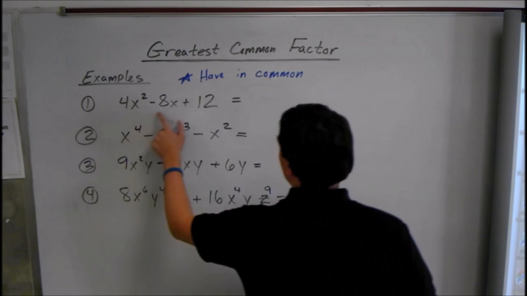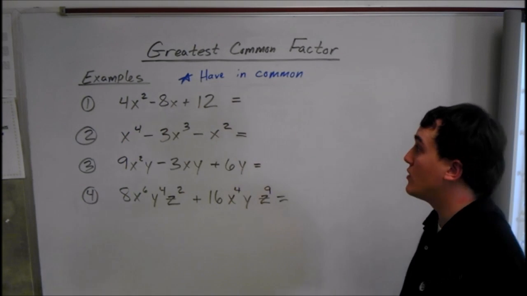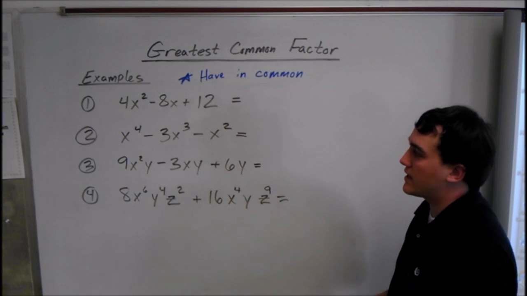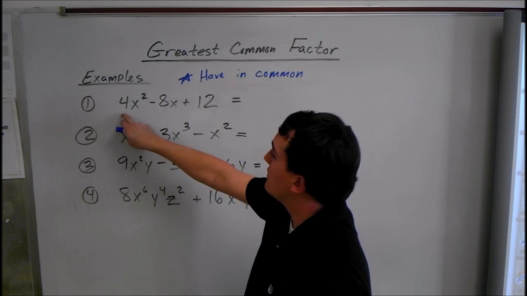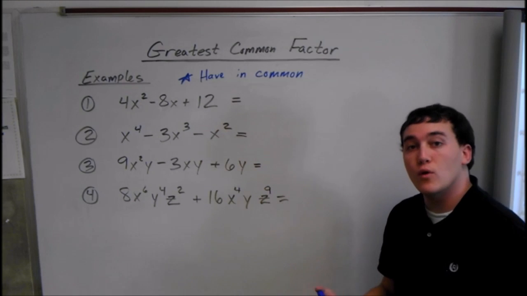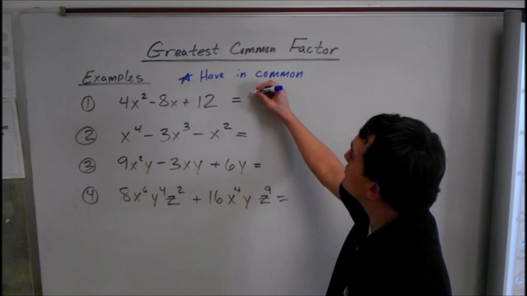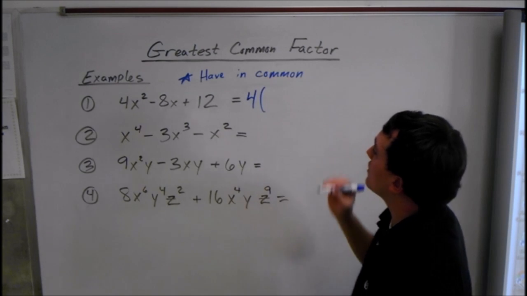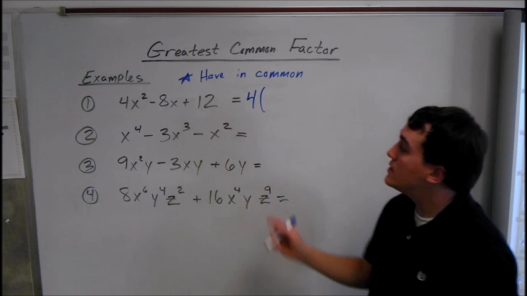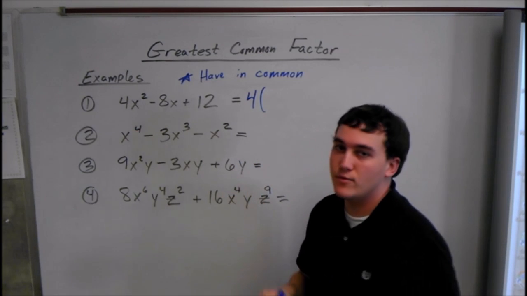We have 4x squared minus 8x plus 12. And we're trying to look at what they have in common. Well, we have the numbers 4, 8, and 12. We know 4 goes into all of those. And there's nothing else these terms really have in common. So all we could take out is a 4. And then we look at what we have left by dividing each of these by 4.